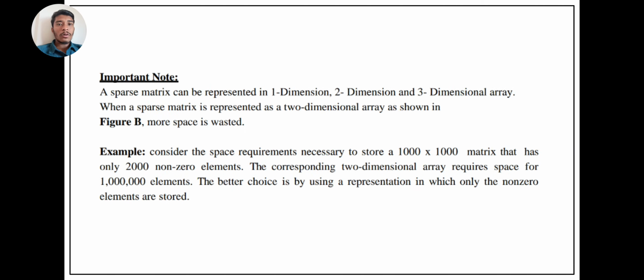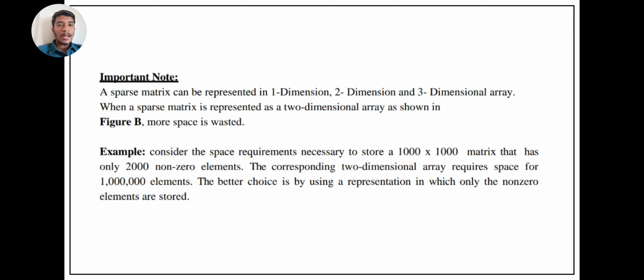The important note here is that a sparse matrix can be represented in a one-dimensional array, two-dimensional array, and three-dimensional array as well, where the sparse matrix is represented in a two-dimensional array as shown in the figure. As in figure B, more space is wasted. When we represent it in a two-dimensional array, including the zeros, more space will be wasted.